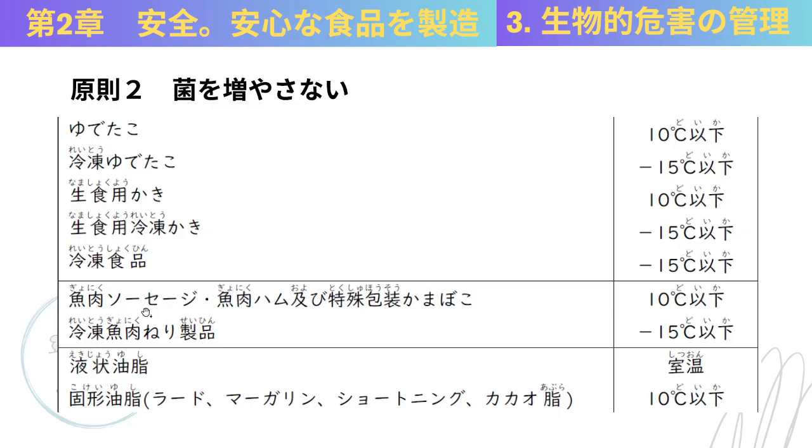Gyoniku, sausage. So sausage for fish or packet fish product, hamu, fish ham, or packet fish ham. We can store them at 10 degree. Cooling Nico. Cooling Gonico. Zeto Gonico Neri Seihin. About fish product, cooling fish product, we can store it at minus 15 degree or below.